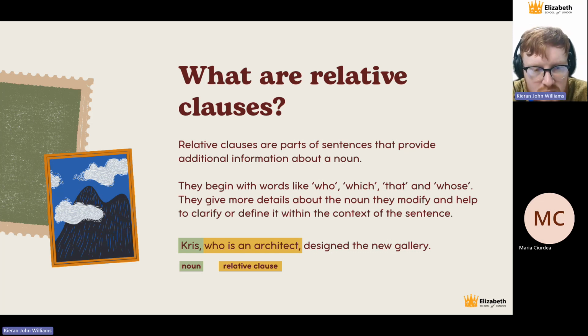So a normal sentence would be, like we saw, Chris designed the new gallery. But we also have here a relative clause, which is Chris, who is an architect, designed the gallery. So this information here, who is an architect, tells us some extra information about Chris.